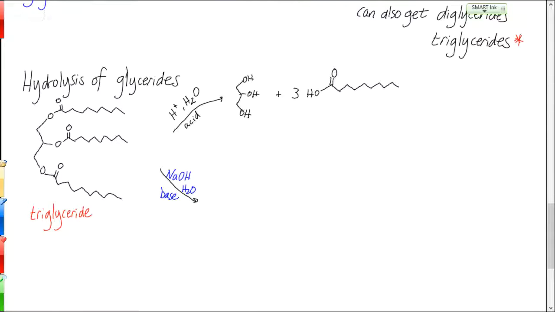And then we're going to form that glycerol again. But instead of forming the fatty acid, because we can't form an acid if we're in basic conditions, we're going to form the carboxylate, which is just the acid without the hydrogen. It's an ionic compound now instead of a covalent compound. And this is the soap that we made last week.